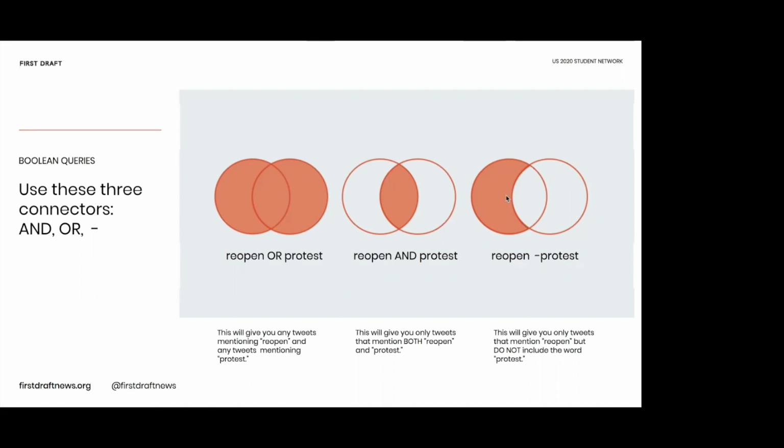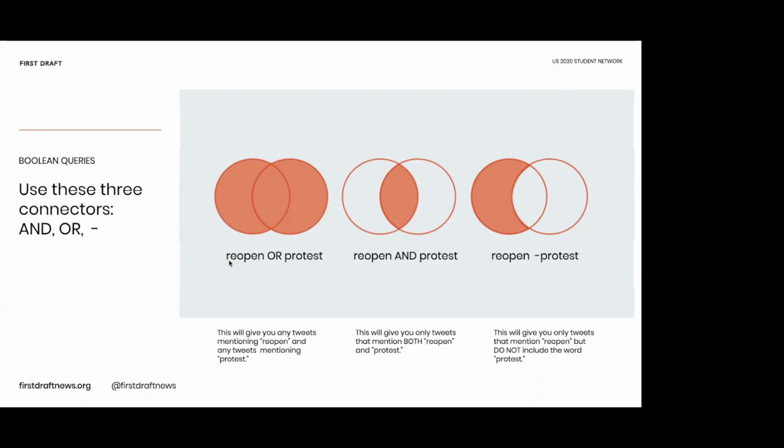So how do Boolean queries work? Boolean queries are a way of connecting keywords using these three connectors: and, or, and the minus sign. The most common one we use is or. When you connect two words with or, it means I want to see all of the content on TweetDeck, for example, that has the word reopen in the tweet, or it has the word protest in the tweet.